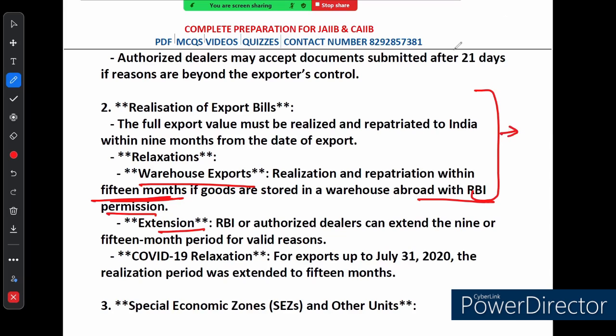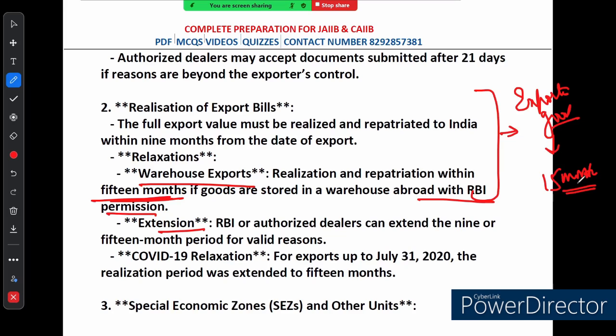Imagine you exported goods to a customer who needs time to clear them from a warehouse overseas. So you have exported the goods and these goods need some time to clear from the warehouse overseas. So with RBI permission you have 15 months time to get the payment instead of the regular 9 months. So this is how the exception works.